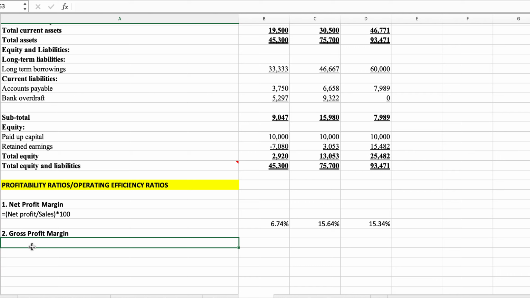So gross profit margin is given by the gross profit for the year.